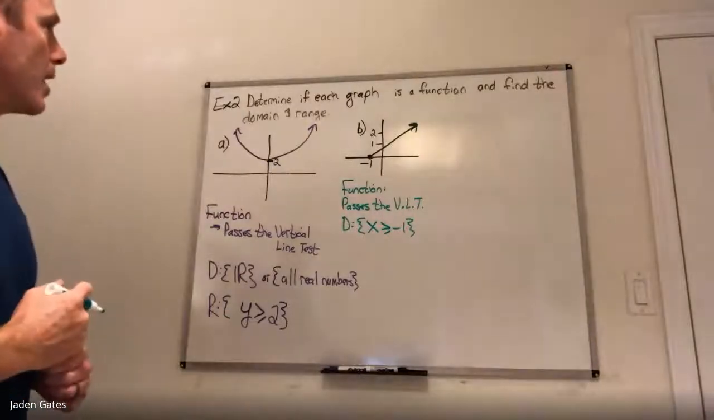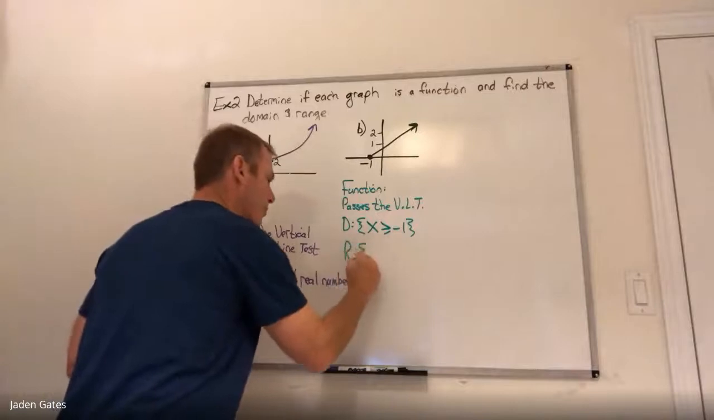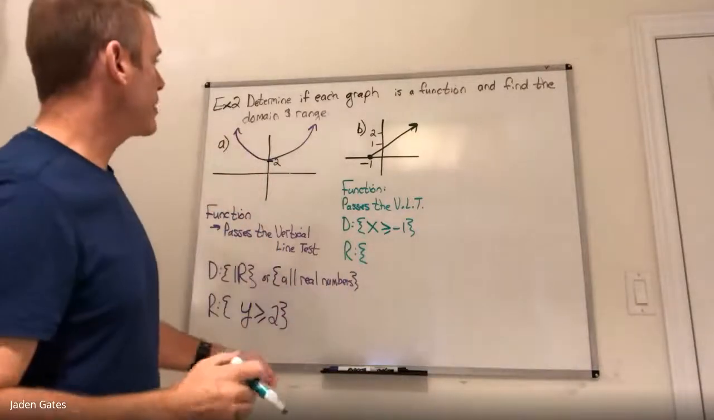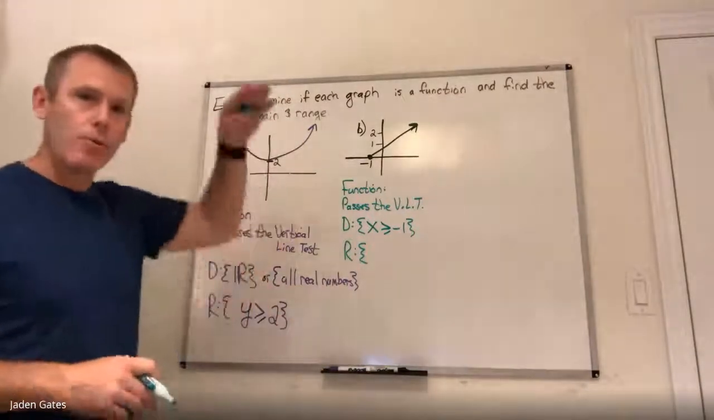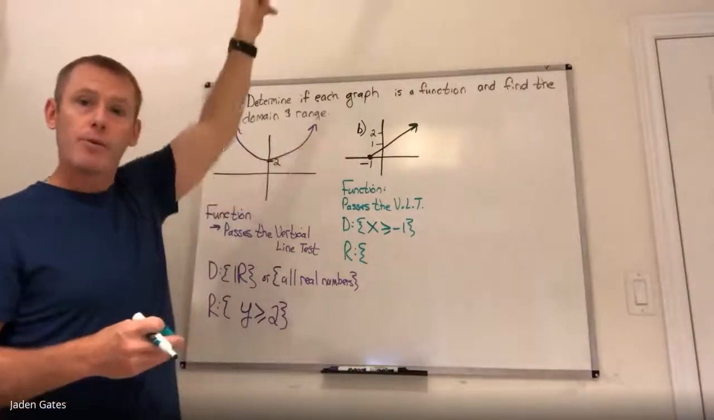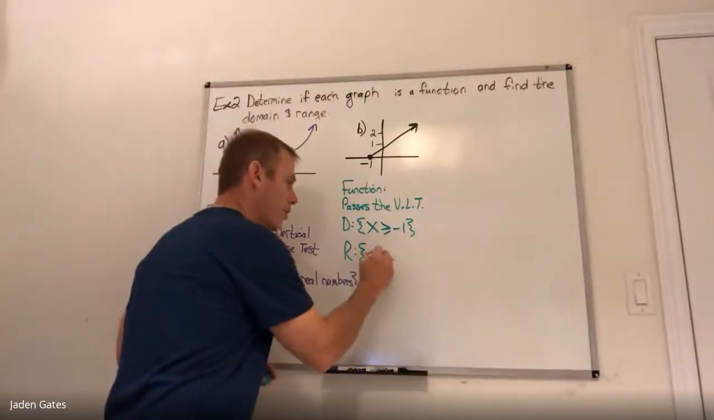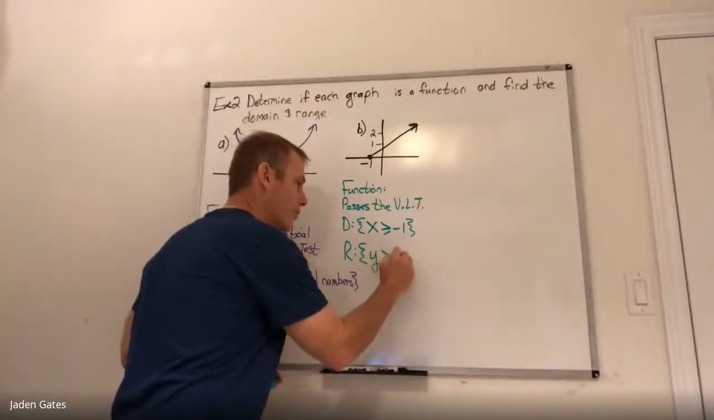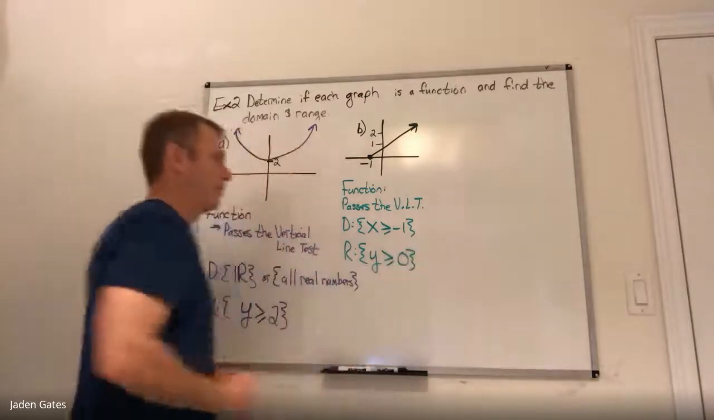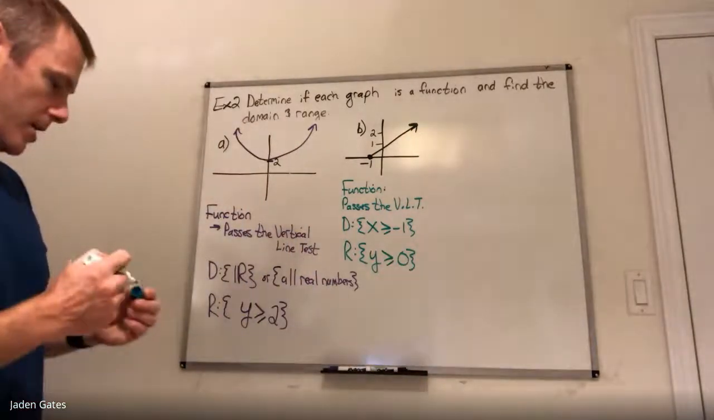All right, my y values, which is the range. All right, so this thing, again, we're talking about up and down with the range. It starts here at the bottom at 0, and then it goes up. And so that means my y values are going to be greater than or equal to 0. And there we go.